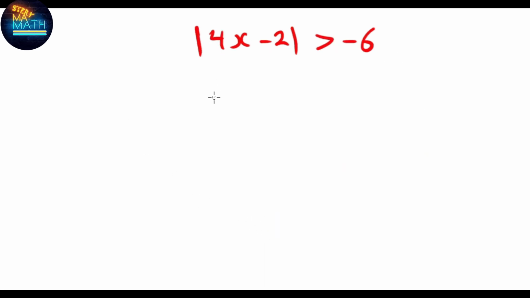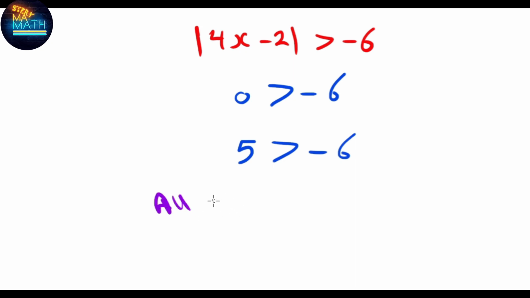The absolute value of 4x minus 2 is greater than negative 6. It's the same. Let's check 0 and any positive number like 5. 0 will be greater than negative 6 and also 5 will be greater than negative 6. So all real numbers will be solution for this problem. So the solution is all real numbers.